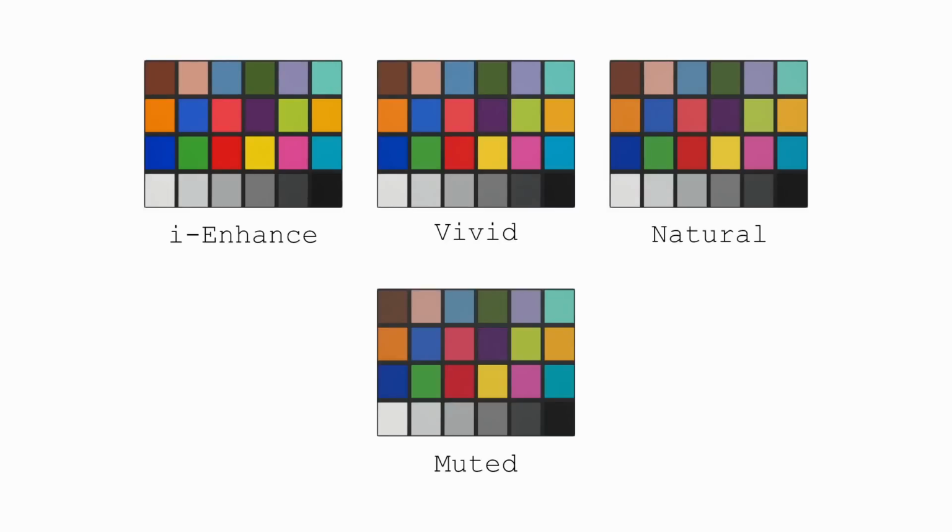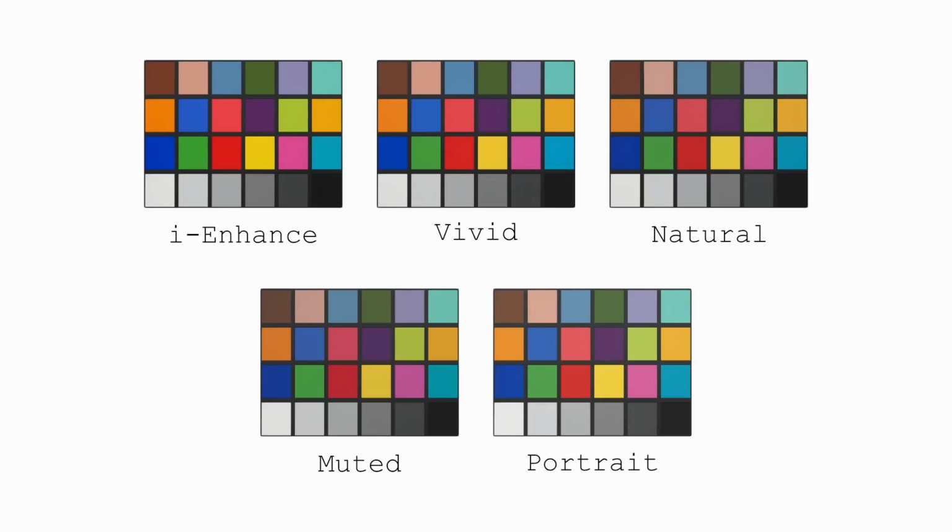Picture mode number 4 is called Muted. Muted is especially designed for further color grading and editing, and it is really very well suited for those purposes, as it contains a lot of image data, very fine gradation, and it is actually pretty easy to work with. So if you plan on applying a lot of editing steps on top of your image, then Muted is a great option.